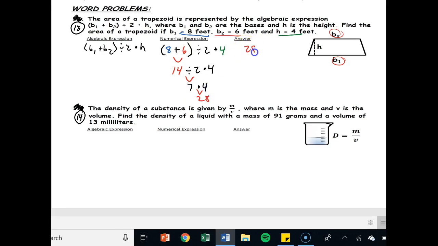And just like we did in our notes today, anything that is related to area is always the unit squared. So I can fit 28 little 1 by 1 foot squares inside of this trapezoid. And that's my answer. All right, call me if you have questions.